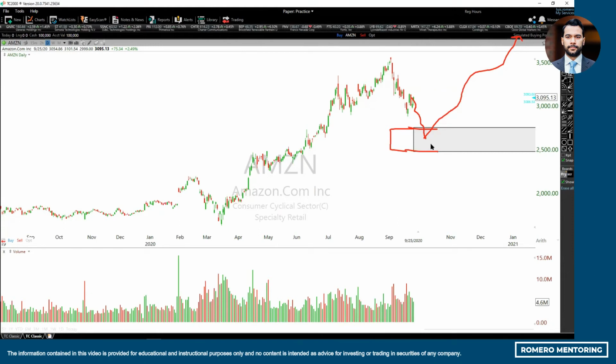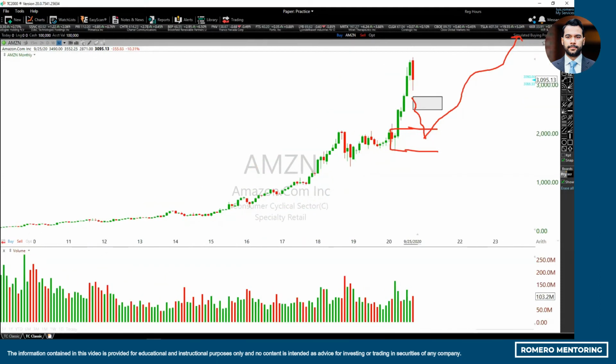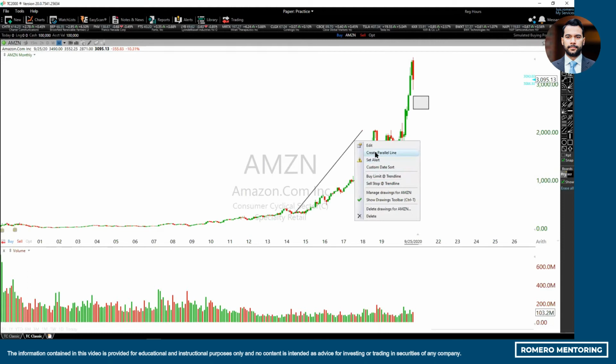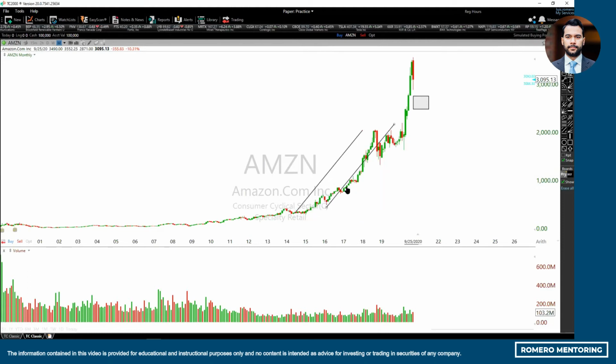Where can Amazon potentially go? So let's revert back to a monthly time frame and draw our first wave point, which started in the middle of 2014. This first initial move, I'm going to create a parallel line and draw that from up here. This is the current one that we just experienced. Okay, there it is.